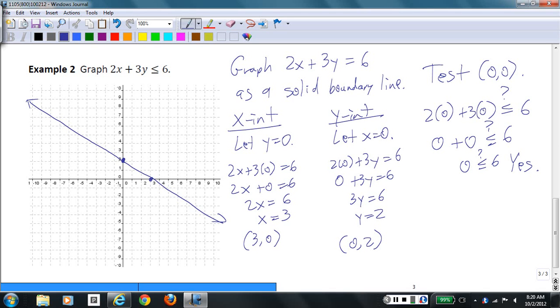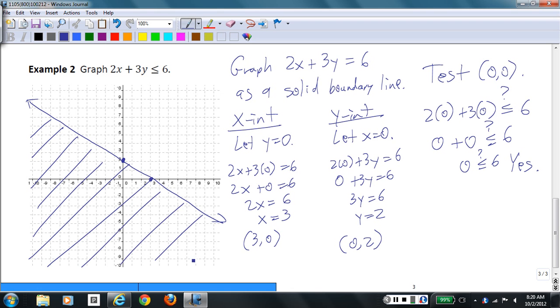And so again, the test point fell in the half plane, which is the solution region. So we will shade everything in the region from which the test point was selected. Had we chosen (7, 5) or something up there, it evidently would have made it false. 2 times 7 is 14, 3 times 5 is 15. So 14 plus 15 is not less than 6. So that would say don't shade above and to the right. Instead, shade below and to the left of the line, which we did.